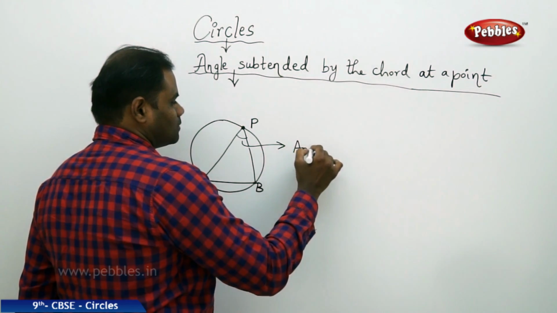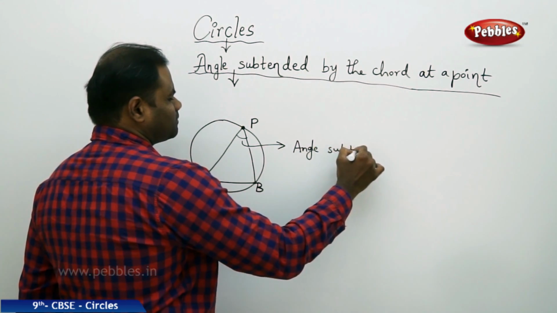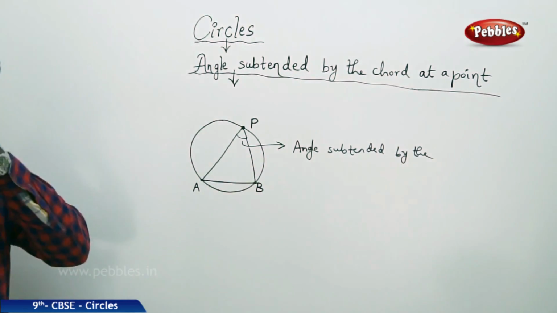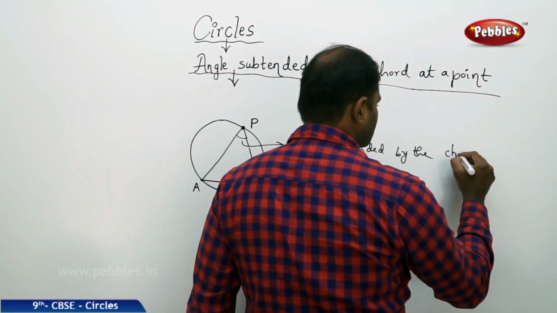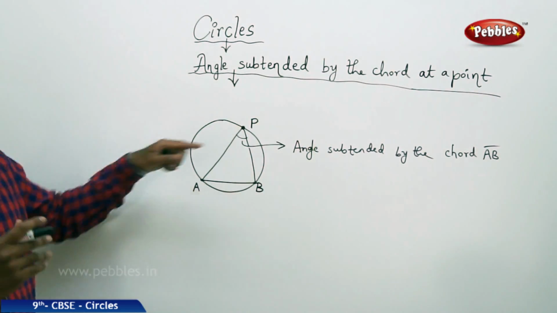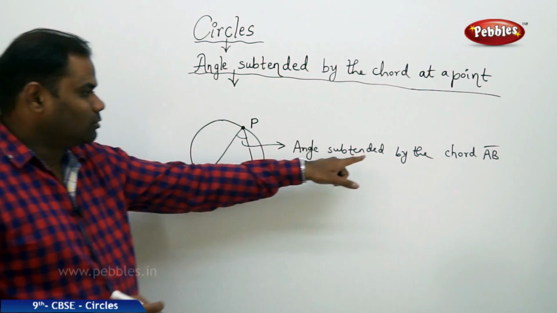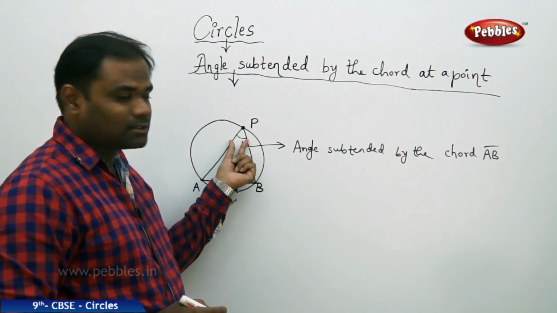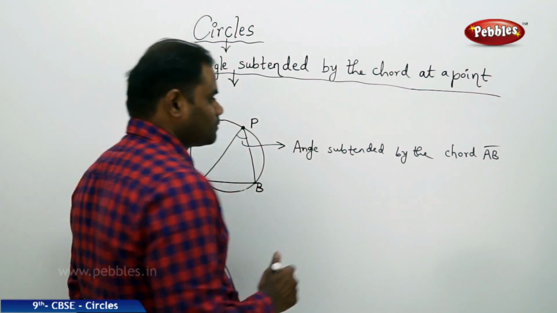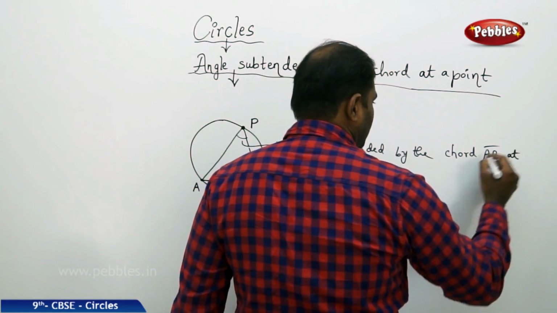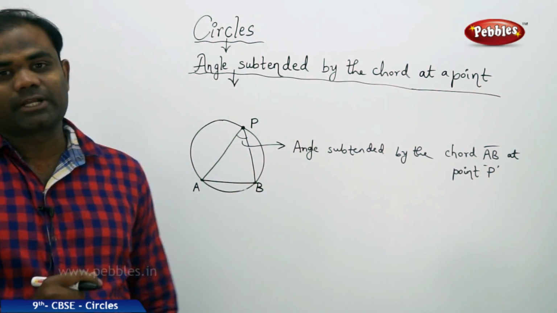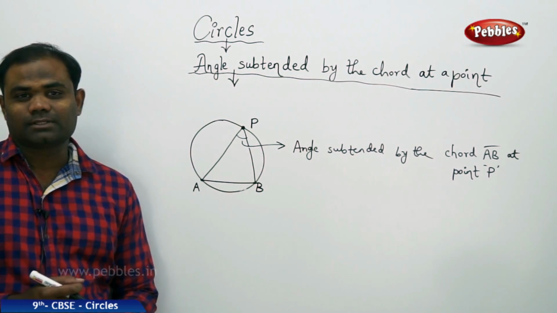So here this angle is called the angle subtended by the chord AB, and this angle is being subtended, converging up to the point P. So this refers to the angle subtended by the chord AB with respect to the point P. Chord AB at point P is how we understand angle subtended by the chord AB.